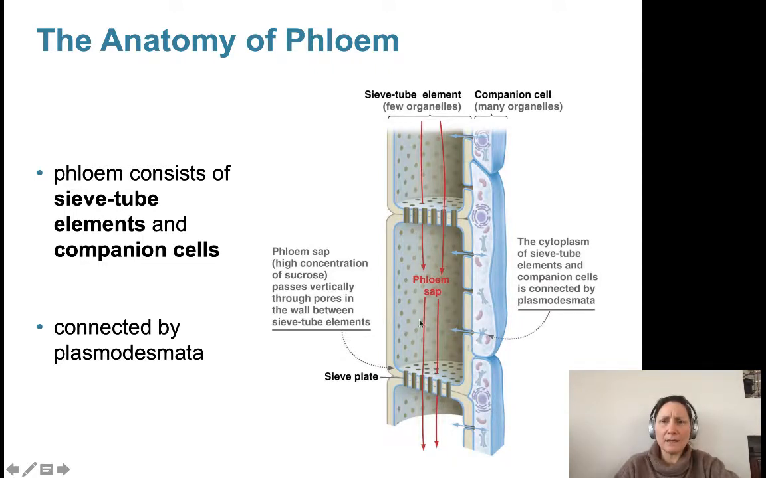And then beside them, adjacent to them, are these companion cells. Sieve cells by themselves have few, if any, organelles at all, whereas companion cells do have a sort of cornucopia of organelles. And here you can see the plasmodesmata that allows for movement of particles between the companion cells and the phloem.